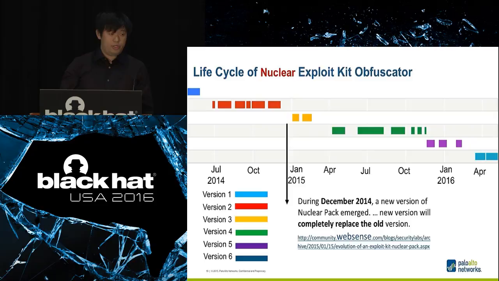According to one report, in December 2014, a new version of the Nuclear exploit kit emerged, which totally replaced the old versions. Also, from our timeline chart, we can see the same result. A new version is deployed in December 2014 and totally replaced the old versions. The insight into the Nuclear exploit kit obfuscator we can see here is that a new version is deployed after the old version is dead.